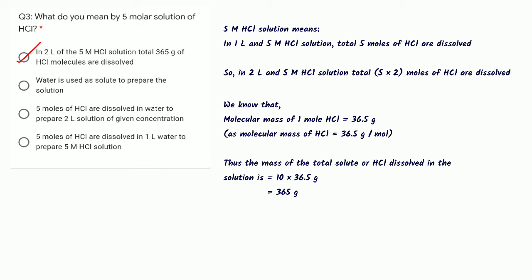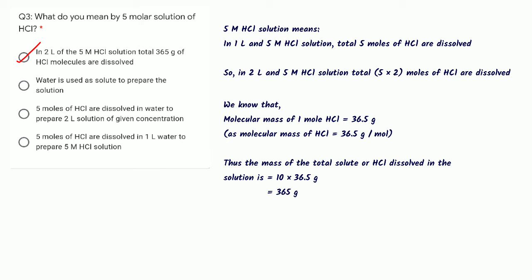Okay, but here actually it will be your 2.5 molar solution, because it is 2 liters, and the concentration becomes half of the 5 molar. So this is also wrong. Okay, so what about the last option?